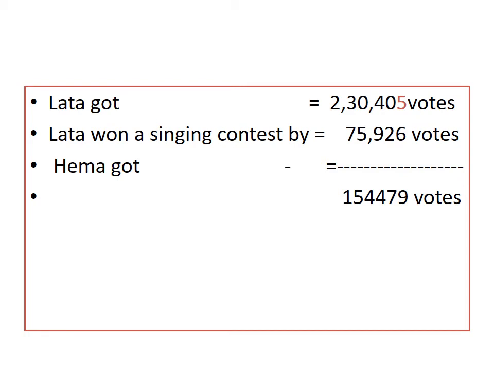Again 3 is smaller than 9. You can't borrow from 0. We will borrow from 3. 2 is left there, and we borrow from 3. Okay. 2 is left there. Then 9. Then 3. 13. 13 minus 9 is 4. 9 minus 5 is 4. 12 minus 7 is 5 and 1. Answer is 154479.